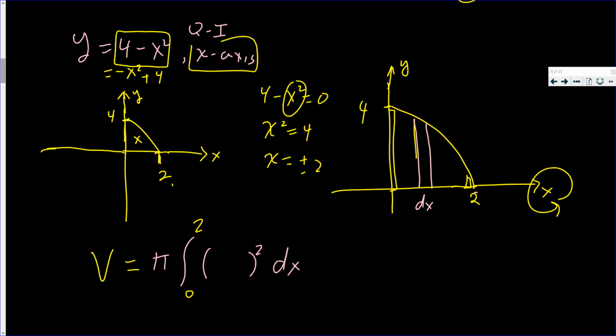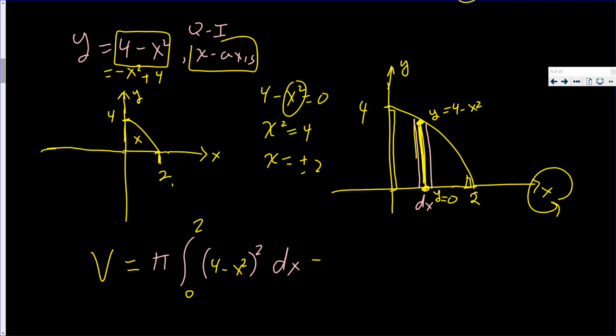Now, what is the radius? When you rotate around the x-axis, this height is going to be the radius. And the radius is always the top value minus the bottom value. The top value is 4 minus x squared and the bottom value is 0. So when you subtract, you get 4 minus x squared.